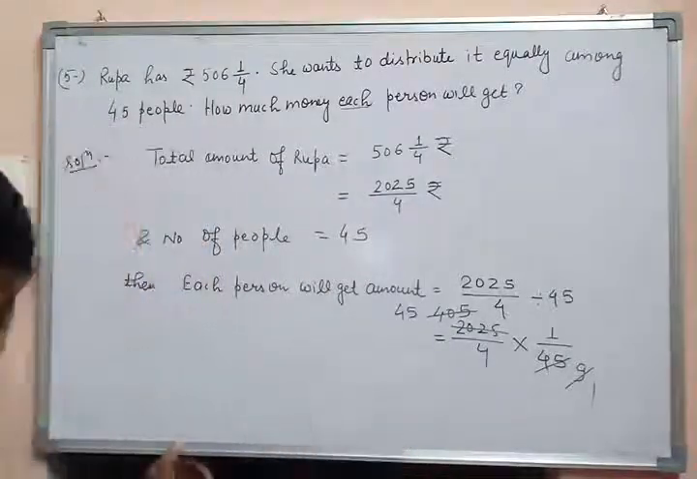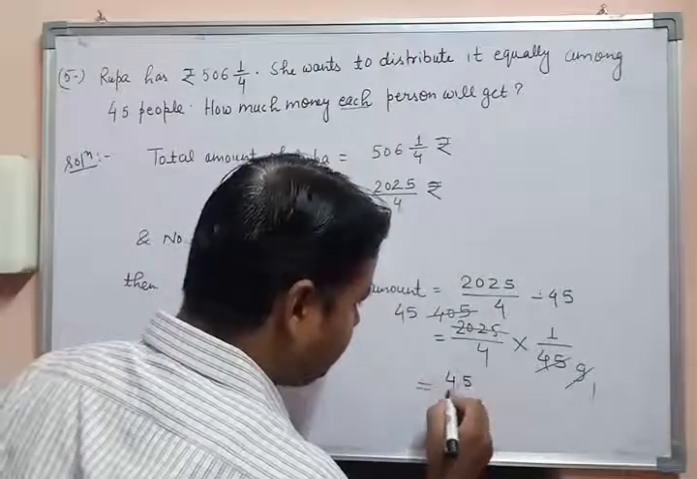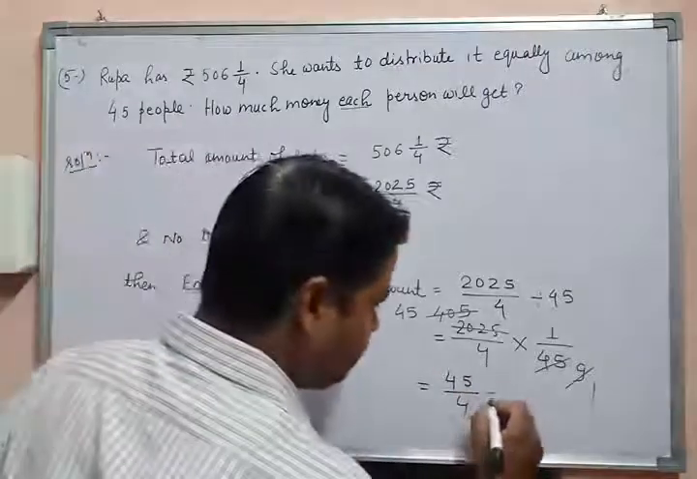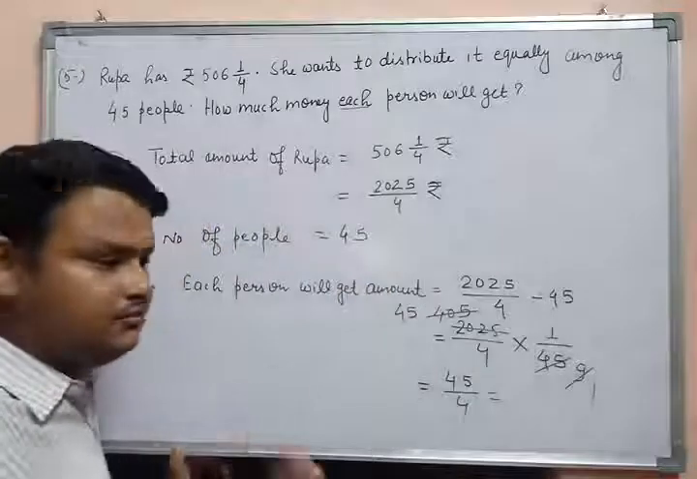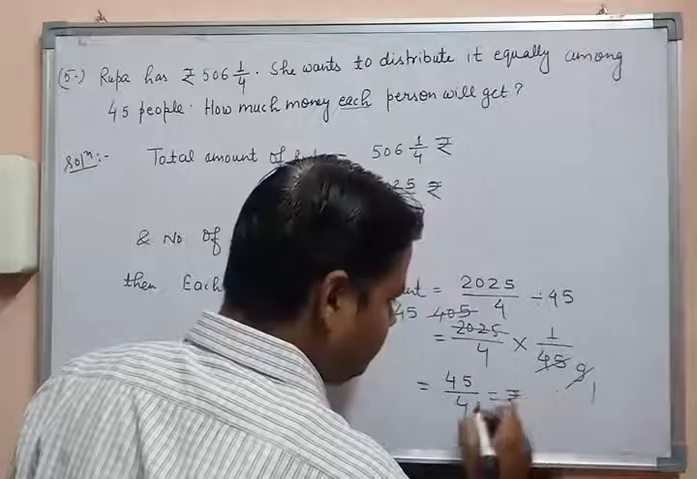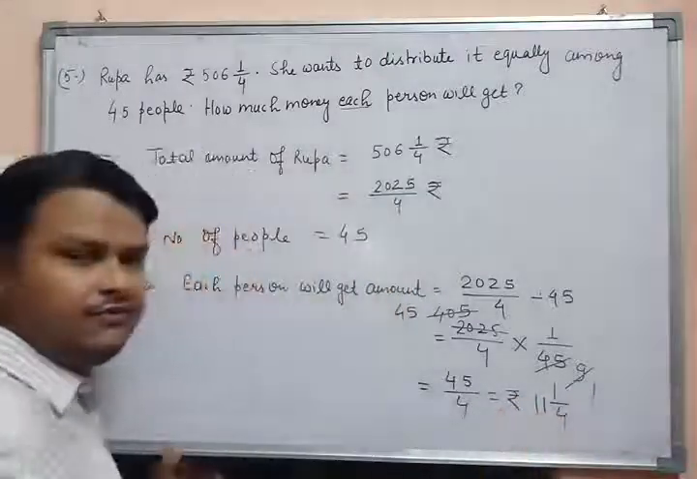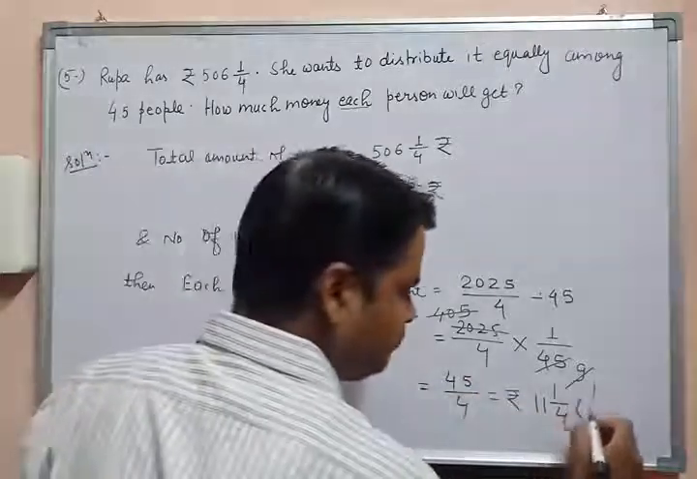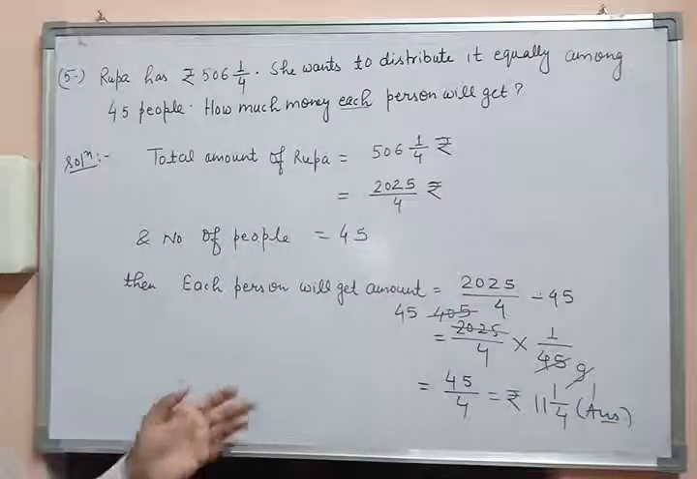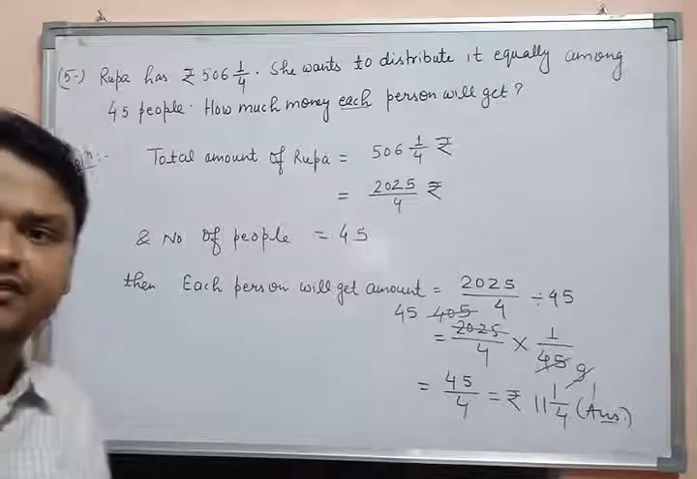So students, the solution is 45/4, and this is an improper fraction, so we can express this improper fraction as a mixed fraction. Then we will get 11 1/4, because 11 4s are 44 plus 1 is 45. So this is the answer of this question, and please take a screenshot or pause the video to note it down in your copy.